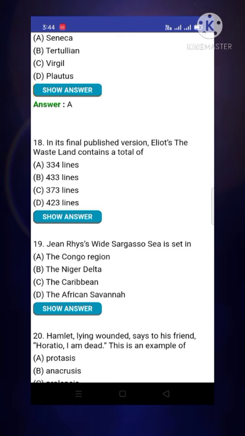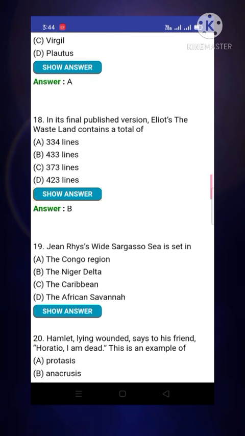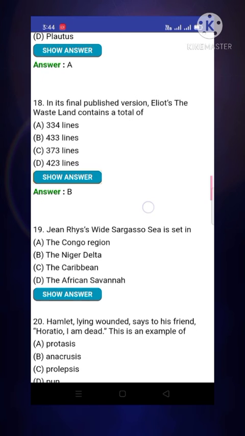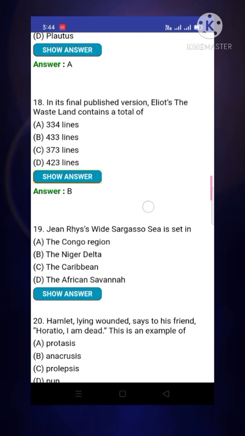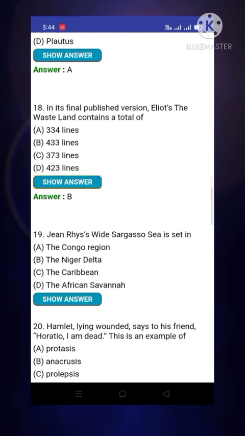Now the 18th question: in its final published version, T.S. Eliot's The Waste Land contains a total of how many lines? There are 433 lines, so option B is correct. This is the final version of The Waste Land composed by T.S. Eliot, and it was published in 1922. This is one of the most famous works written by T.S. Eliot.